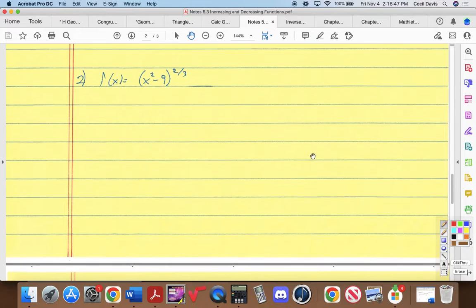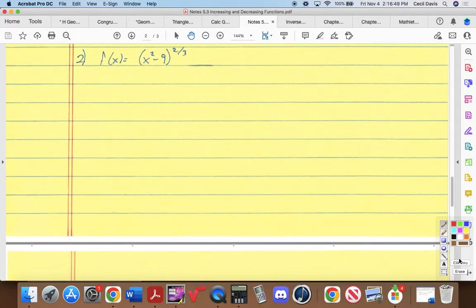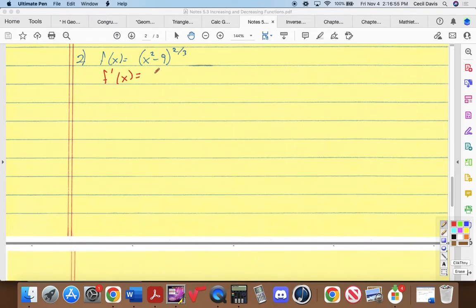Oh, it's just the one. Okay. I have a whole other page. So here, again, same thing. We'll take the derivative to find critical points. So this would be 2/3 of x squared minus 9 to the negative 1/3 times, because of the chain rule, 2x. So I'll set that equal to 0.